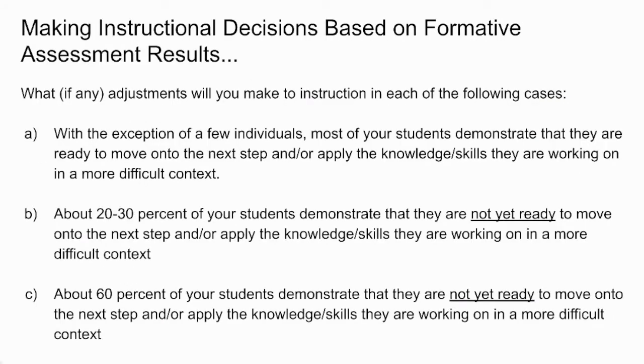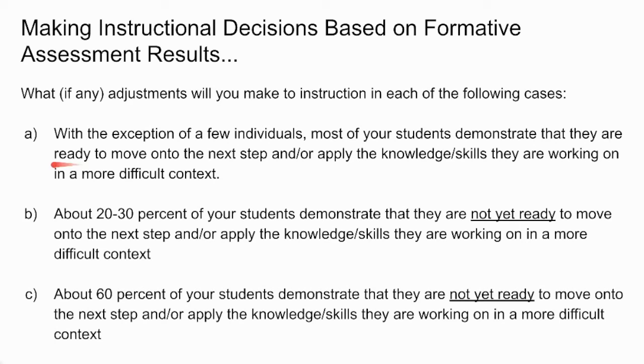So what do we do with the information that we gather from scales, rubrics, and from our formative assessments? Each teacher needs to know what, if any, adjustments we will make to instruction in each of the following cases. So let's suppose that we've spent some time teaching and practicing a new skill with students. We ask students to engage in some individual practice, and then we find that with the exception of a few individuals, most of our students demonstrate that they're ready to move on to the next step and/or apply the knowledge and skills they're working on in a more difficult context. Do we adjust our whole class instruction or just find an opportunity to work with these individual students who are not quite ready to move on to the next step?